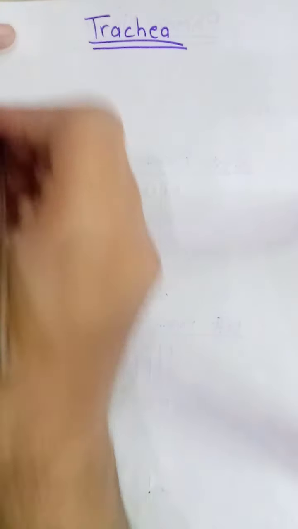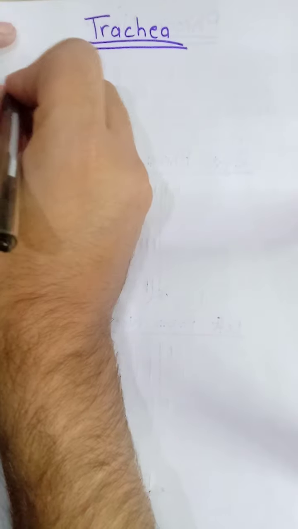Assalamualaikum. So today we are going to discuss the trachea, which is present in the superior mediastinum. First of all, we will see a brief introduction of the trachea. The trachea is also called the windpipe, as it transfers the air, and it is present in the superior mediastinum only.